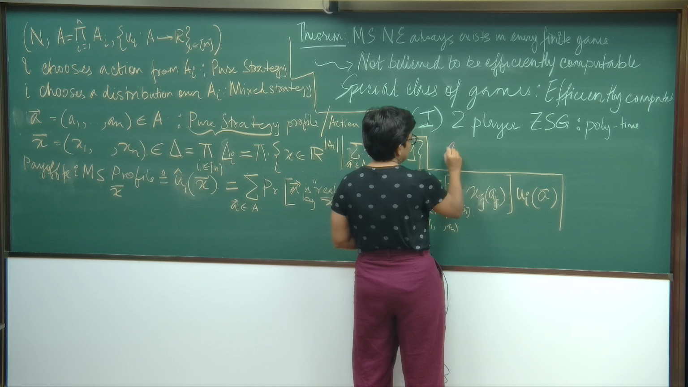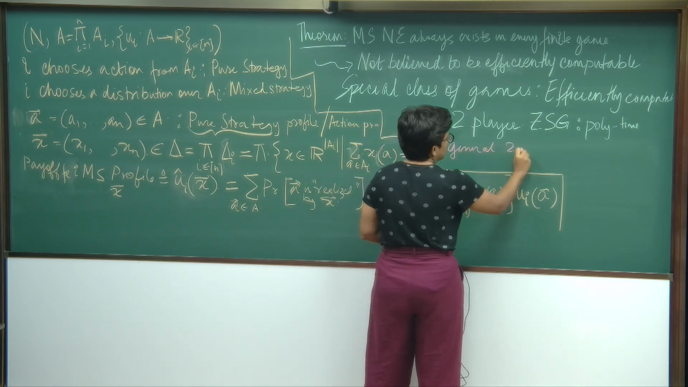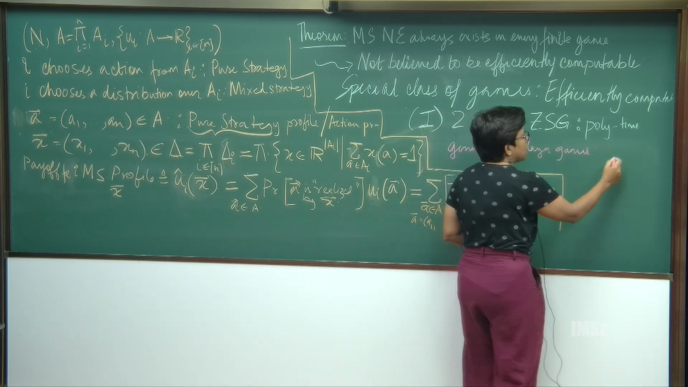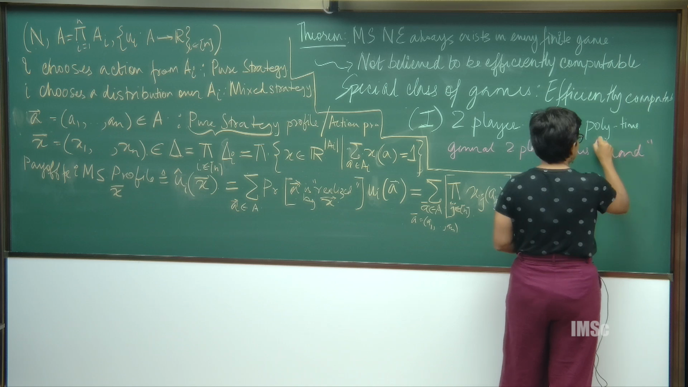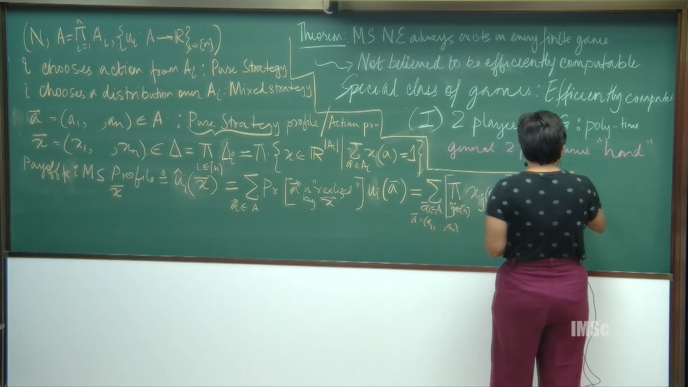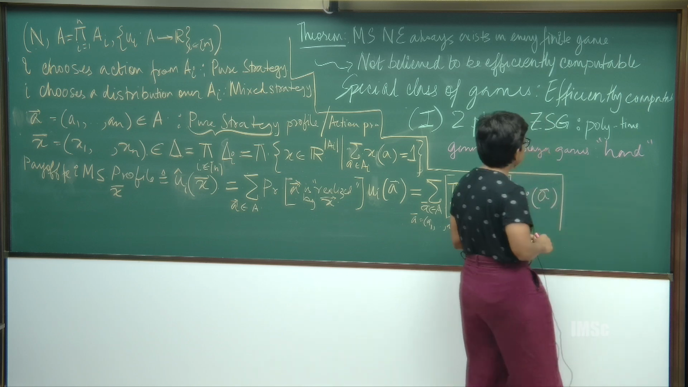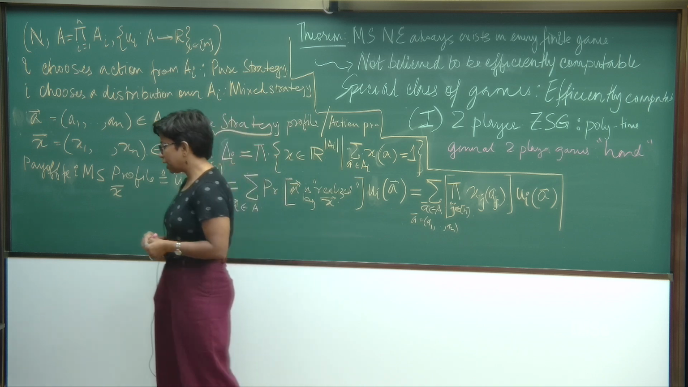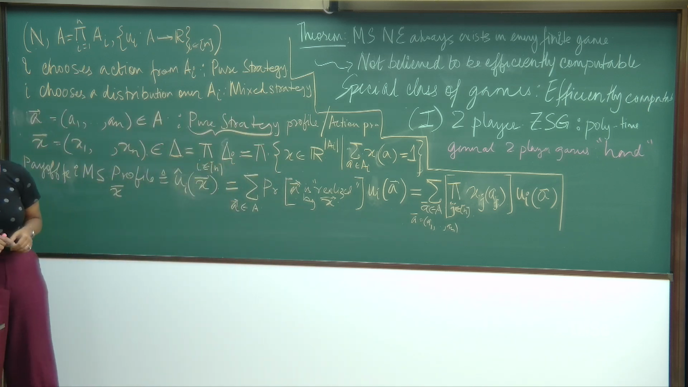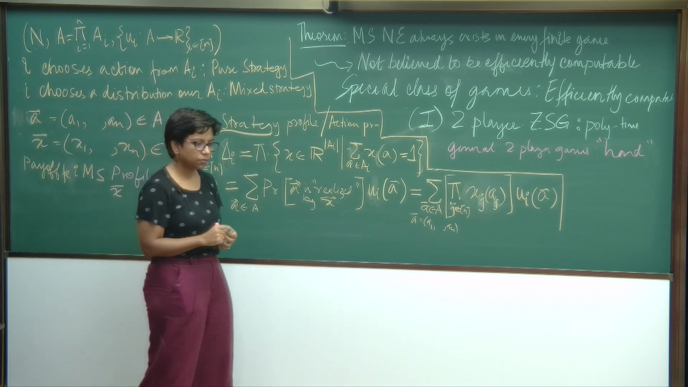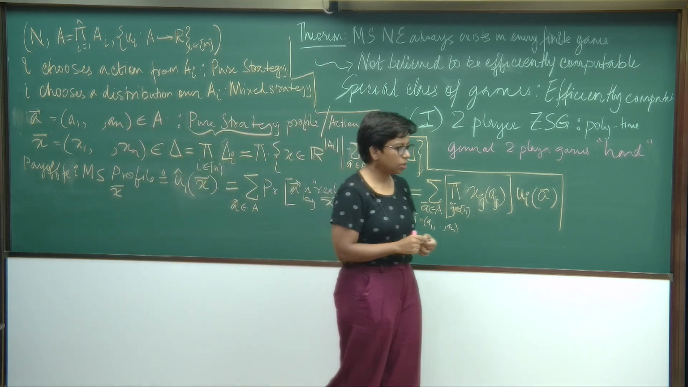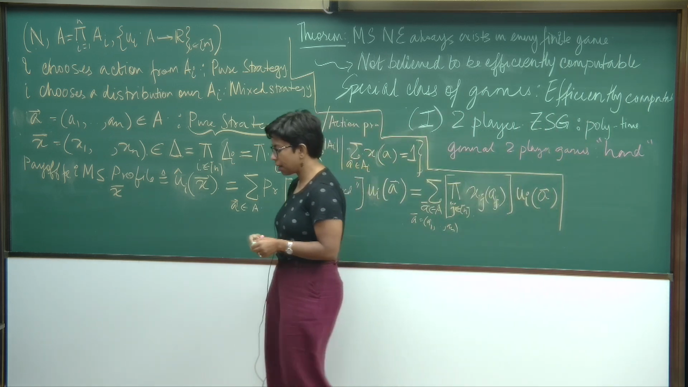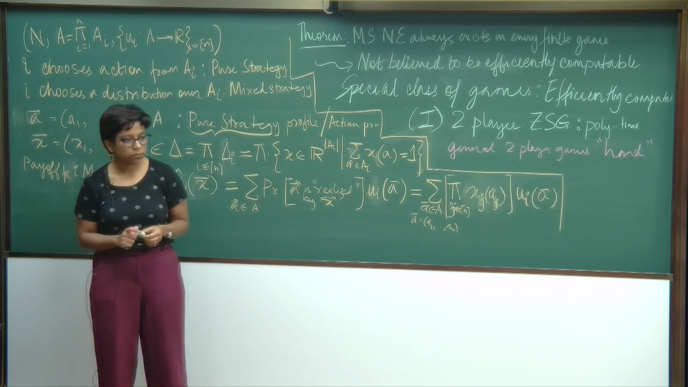In general, 2 player games are hard, okay. I will say what kind of hard now. So, tell me, if 2 player zero sum game is easy, what do you think is the situation with multiple player zero sum games? Should it be easy, should it be computable in polynomial time, or should it also be hard?